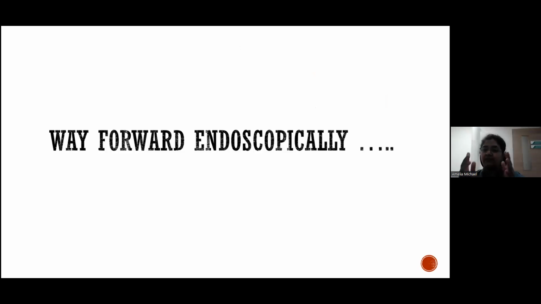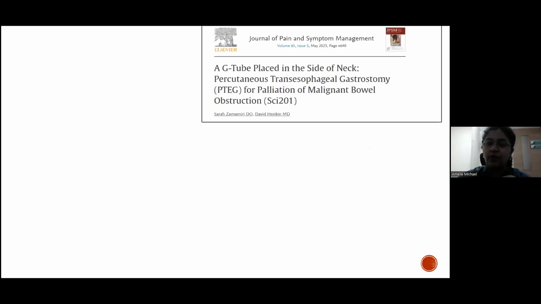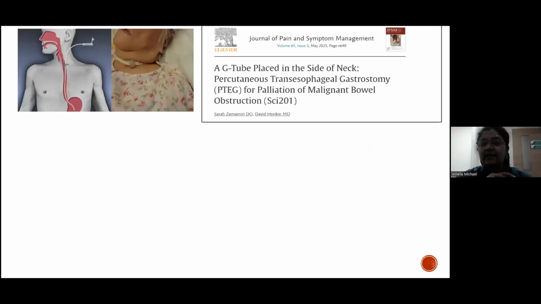Now everyone's moving endoscopically. They're now talking about what I can do in a minimally invasive way. There is something called the G tube that is placed in the side of the neck. It's percutaneous, can you see? It's a transesophageal gastrostomy, and this is something that can be used. In some patients who, let's say, have a cricoid issue, or are not able to go through endoscopically because of a proximal stricture, as you can see in that picture, it is possible to do this procedure. So these are things that are out there in the world that people are trying.